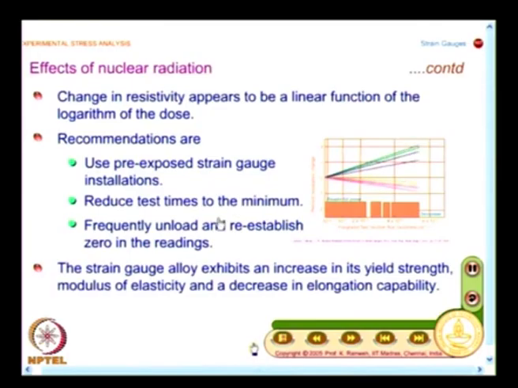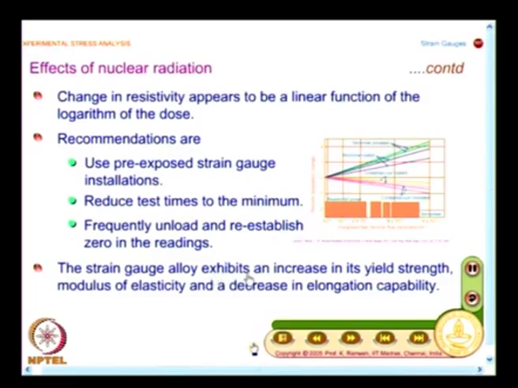Other recommendation is, frequently unload and re-establish 0 in the readings, and this is because you find that change in resistivity appears to be a linear function. That is what this graph shows, it is varying linearly. So, I can at least follow some of these recommendations and then improve the measurement capability. And another surprising thing also happens when strain gauge alloy is exposed to radiation.